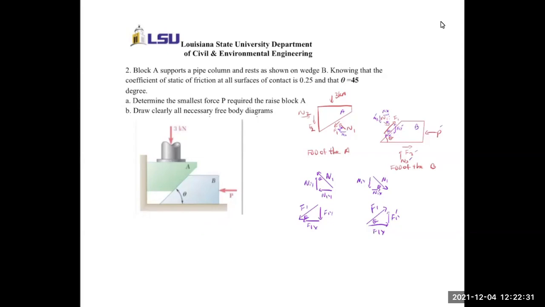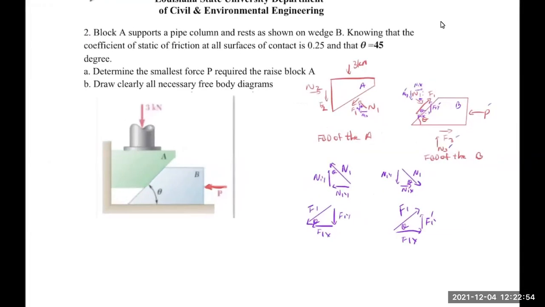Okay, so back to the problem. First, it asks us to determine the smallest force P required to raise block A. So first we need to draw the free body diagram. Think about it: if I have a force P right here pushing object B, what would it cause object A to do? Well, if I push this thing like that, object A is obviously going to slide upward, right?